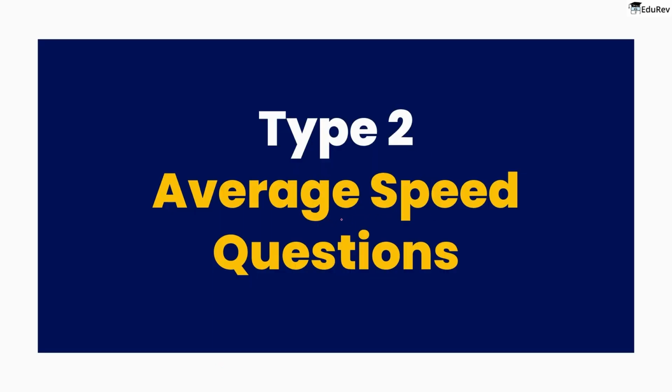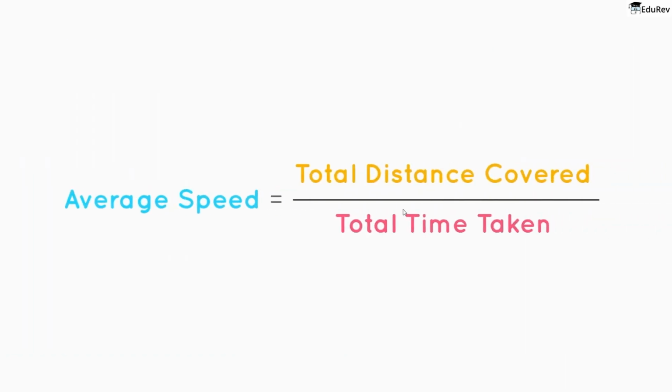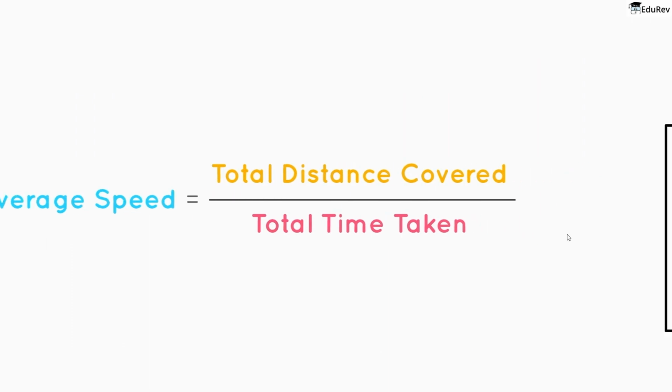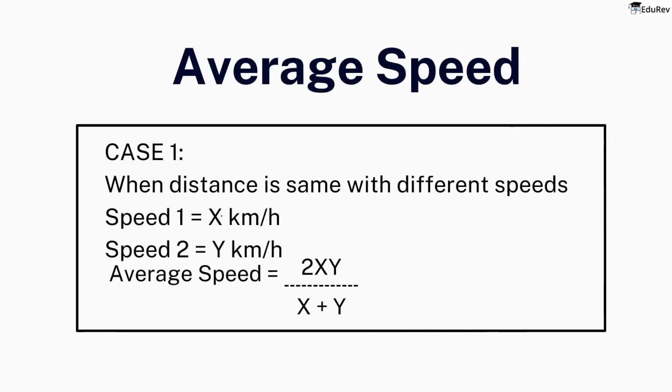Now the other type of questions asked are based on average speed. Average speed is basically defined as total distance upon total time. But there are certain cases where we are not given the time or the distance. Case 1. When distance is same with different speeds. If we travel a certain distance with x kilometers per hour and the same distance with y kilometers per hour, then we can write our average speed as 2xy upon x plus y kilometers per hour.